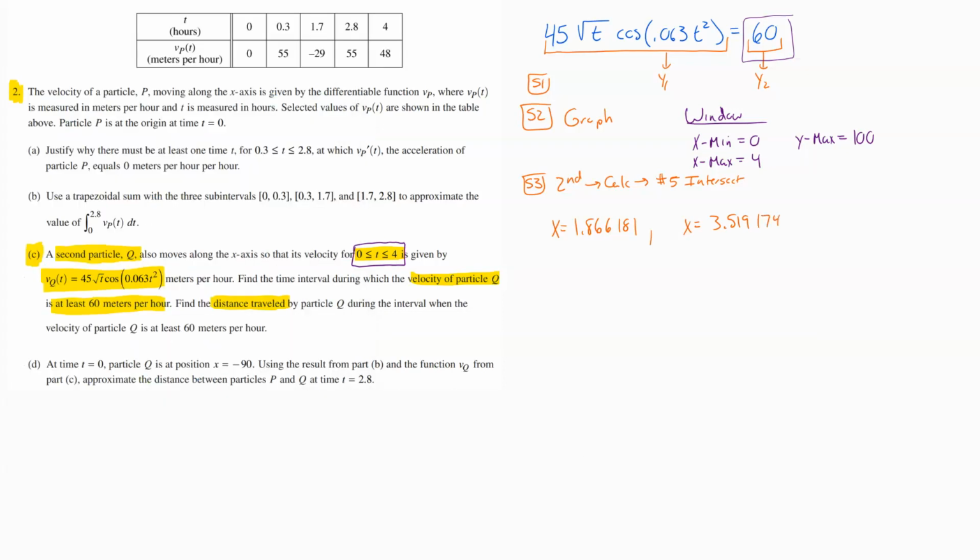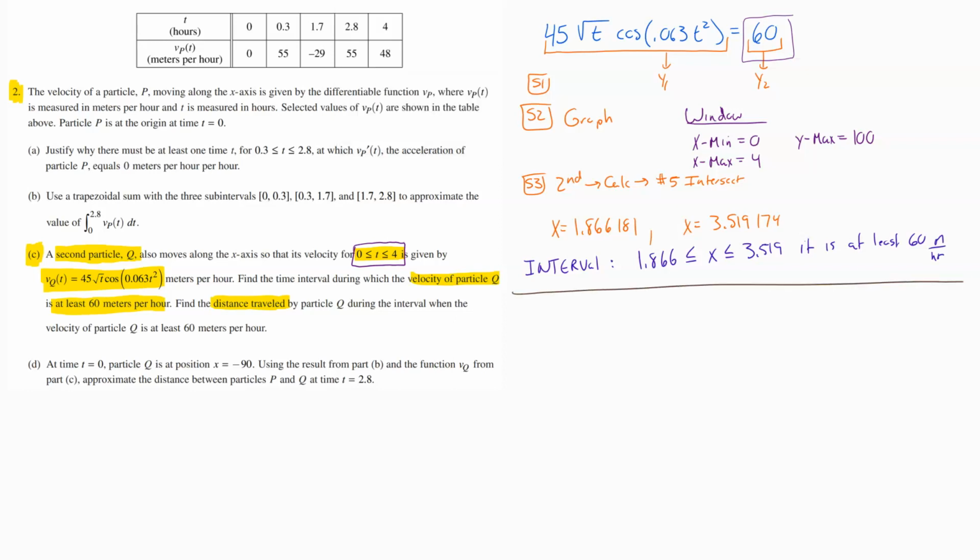So they want the interval. So when you go to give them the final answer on this, the interval is going to be that when it's 1.866, and when you give them the interval, you can go ahead and round to 3 decimals. That's what they want on the final answer. So whenever this is greater than that value and less than 3.519, it is at least 60, meters per second, or no, meters per hour. Aren't they tricky? So at least 60 meters per hour. So that's the first part of this.